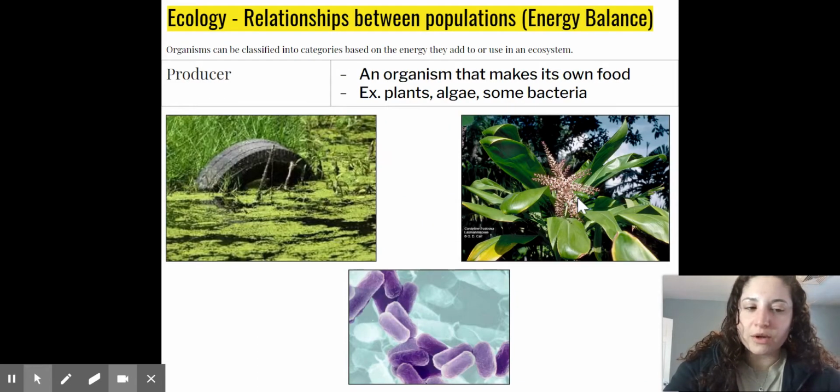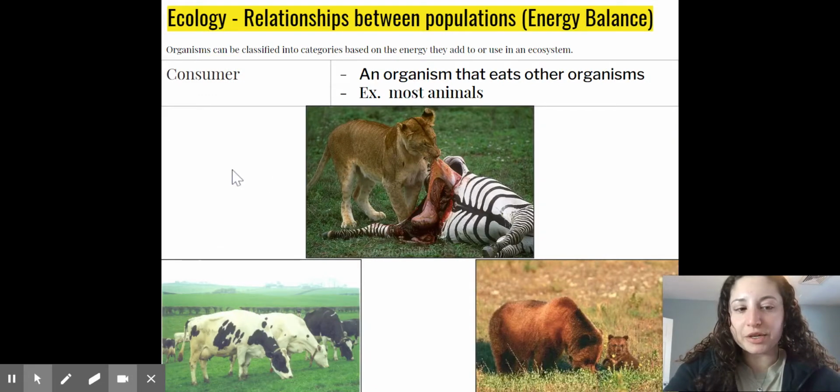All right. So those are relationships between organisms, but now we can also classify organisms into categories based on the energy that they add or use to an ecosystem. So you can have a producer, which is a type of organism that makes its own food. So this is going to be things like plants, and you'll also see this with algae and some bacteria. So they photosynthesize, they make their own food. Now, consumers are organisms that eat other organisms. So this is most animals. We have to eat other animals or we have to eat plants in order to survive.